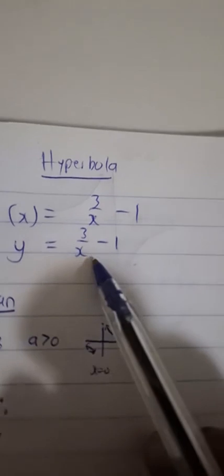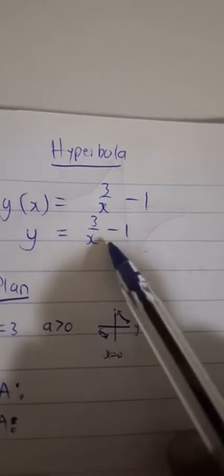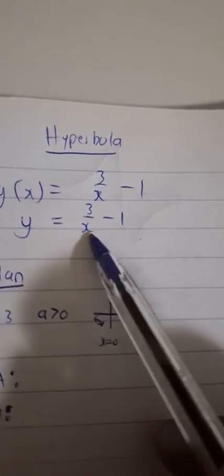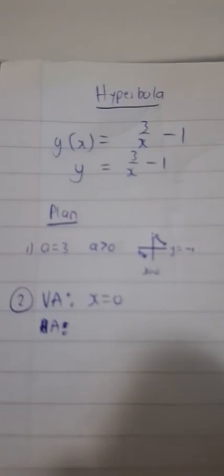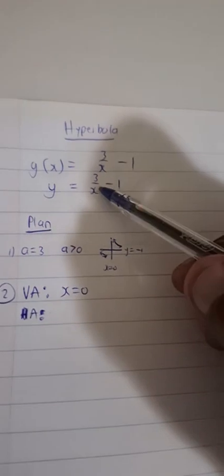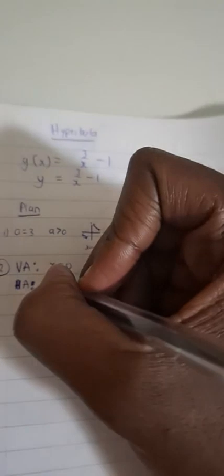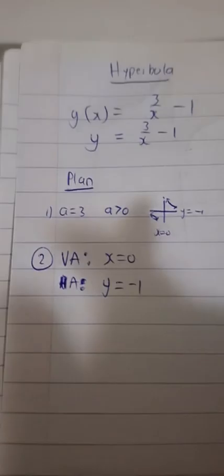So let's start with the vertical asymptote. Do you remember where we look for our vertical asymptote? This is always going to be the value in grade 10 all the time, so we don't even have to worry about it. Our vertical asymptote here will be x is equal to 0, guys. All right, because we know that in the denominator x cannot be 0. Then the horizontal asymptote will be y is equal to -1. Okay, so I know now my boundary lines.